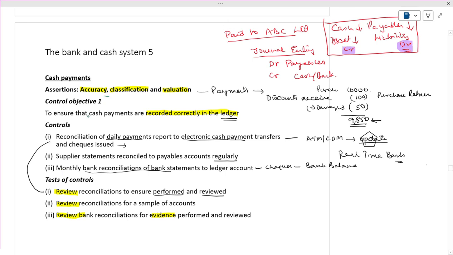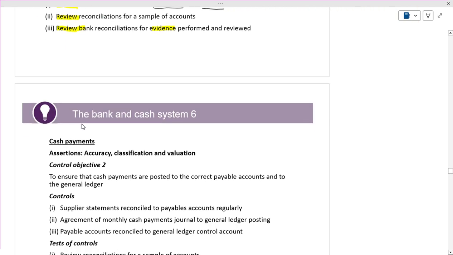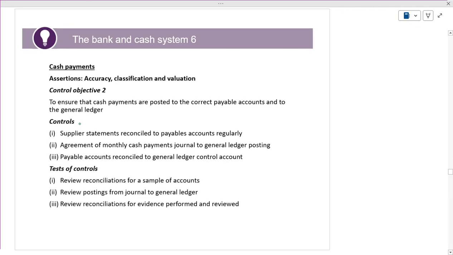See, this is very much important. If you are thorough with this, your question and answer sessions will be very, very easy. Now, what is the objective of the control? The purpose of doing this is that payments are posted in correct payable accounts and to the general ledger. Everyone got my point?